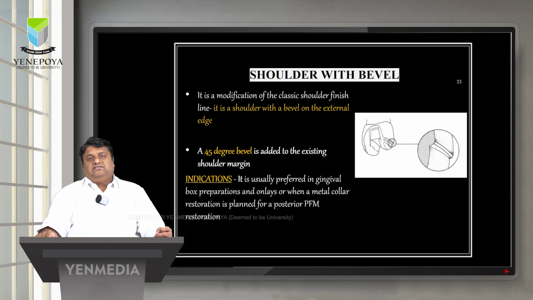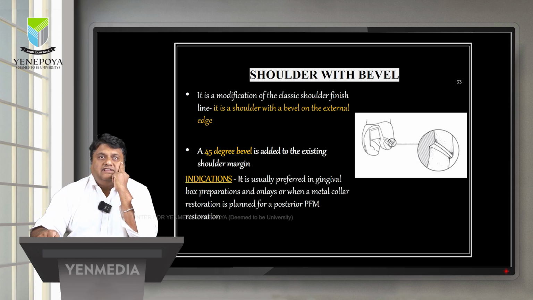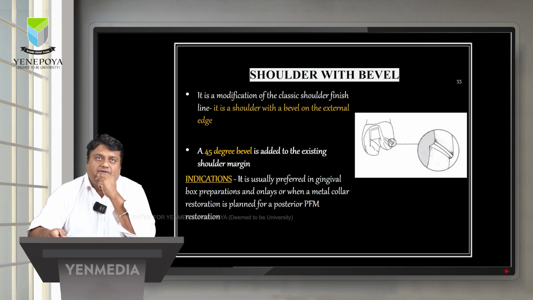The next modification is the shoulder with bevel. It's a modification again of a classic shoulder finish line. It's a shoulder with a bevel on the external edge. If you see here, the first half is the shoulder, and this edge which you see, the outer or external edge, that is the bevel that you give. Usually you give a 45-degree bevel which is added to the external margin of your shoulder preparation.